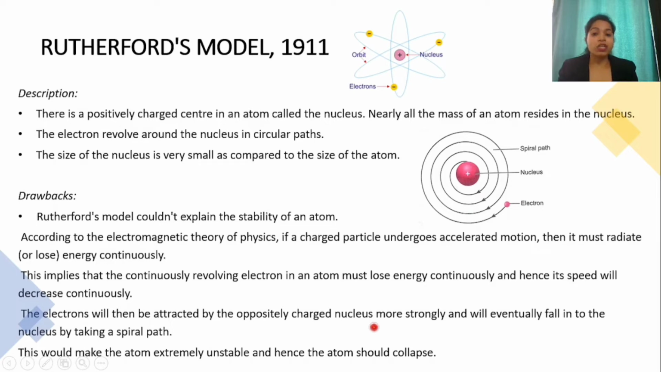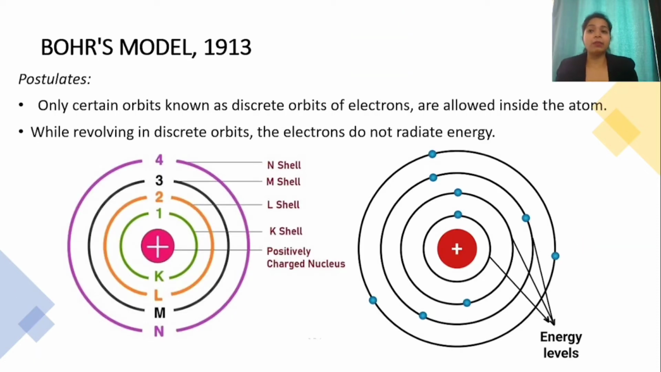by the oppositely charged nucleus, which means that it should eventually fall into the nucleus and it should take a spiral path for that. So this would make the atom extremely unstable and hence the atom should collapse. So here we can see in this figure, Rutherford's model couldn't explain this fact that since the electrons are revolving around the nucleus, that means it would be radiating energy. If it's radiating energy, its speed would decrease and it would eventually fall inside the nucleus, making the atom extremely unstable. So then we had Bohr's model.